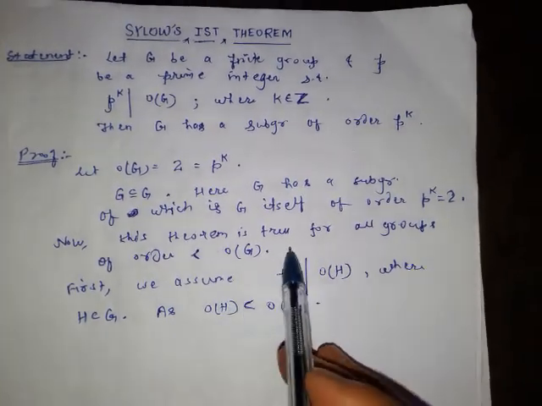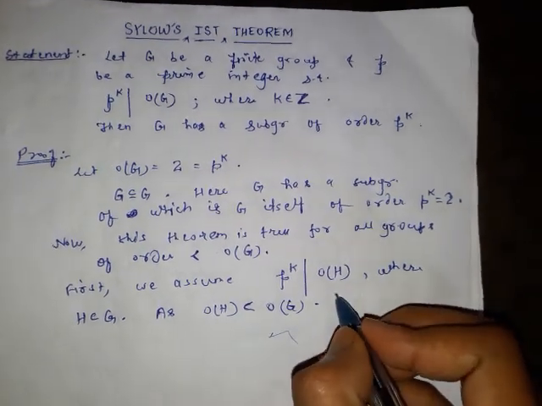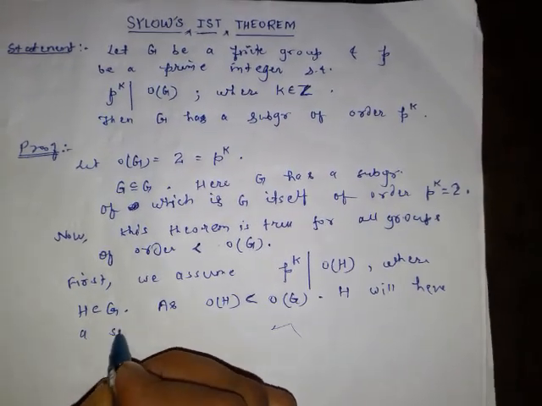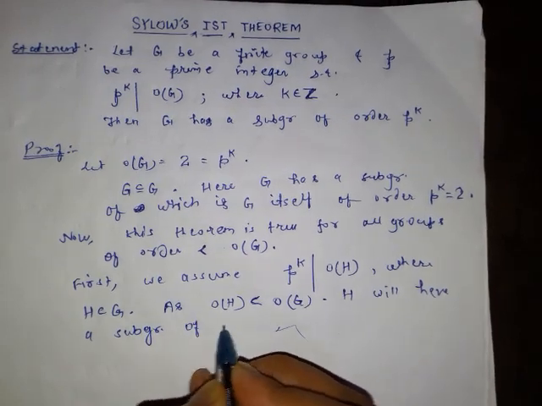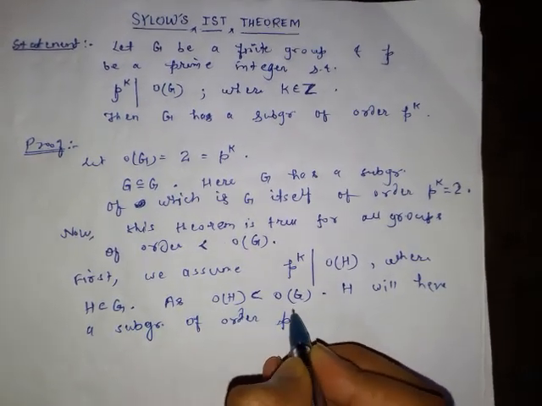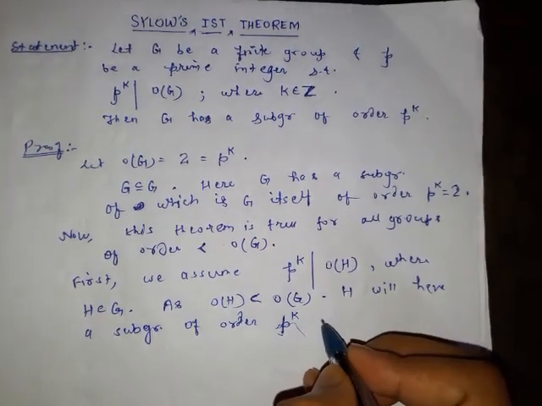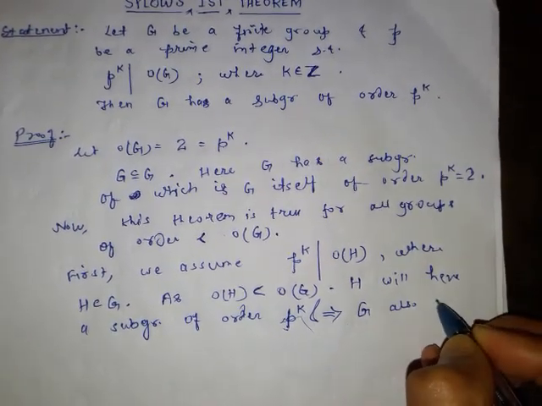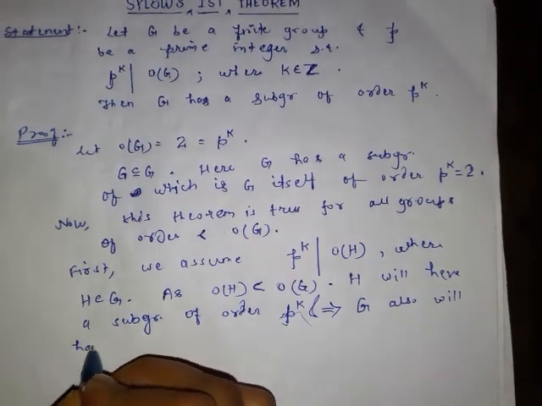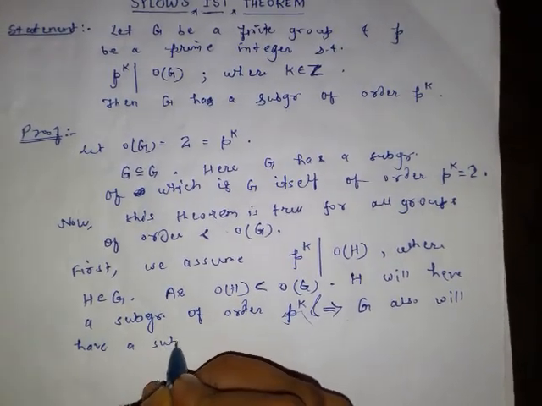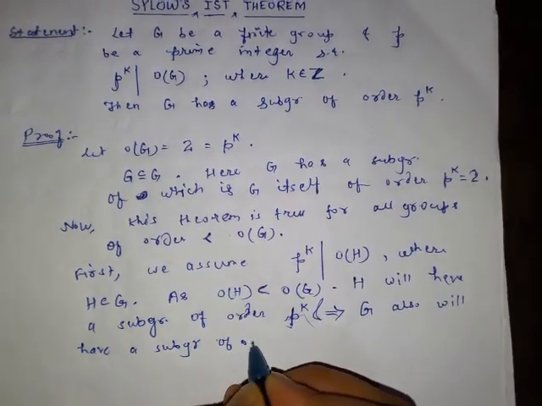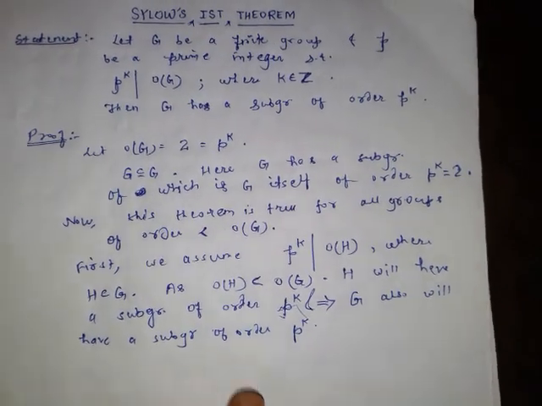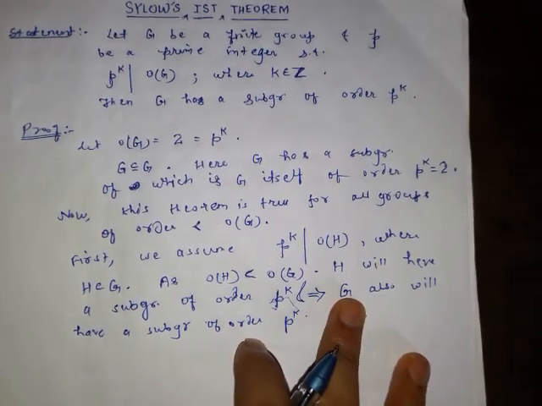by the hypothesis of the induction method, H will have a subgroup of order p raised to the power k, and this implies G also will have a subgroup of order p raised to the power k, because H is a proper subgroup of G. So the theorem is true here also.